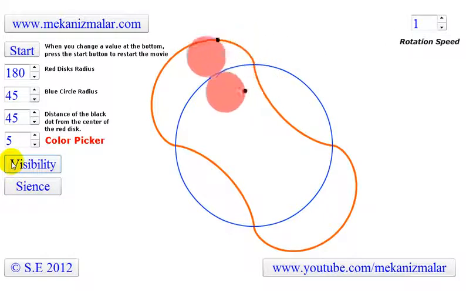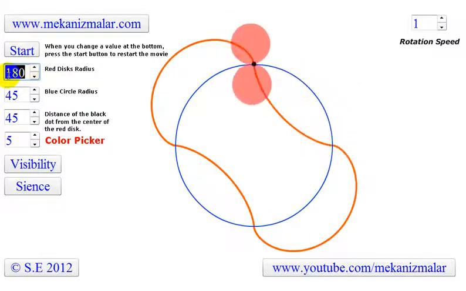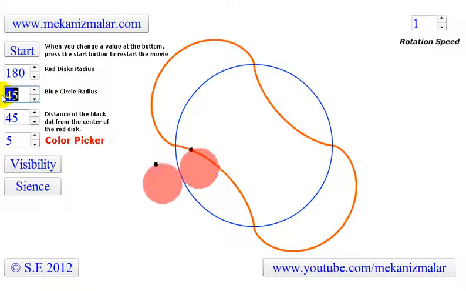Next, we're going to show you a few more roots pump profiles. For a three lobe roots pump profile, the values are 180, 30, and 30.